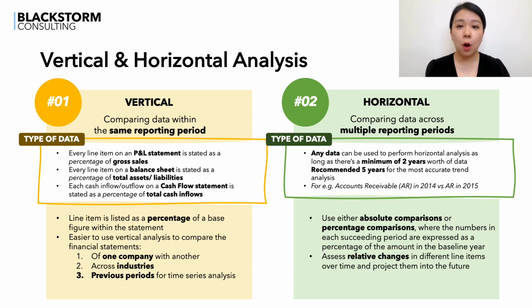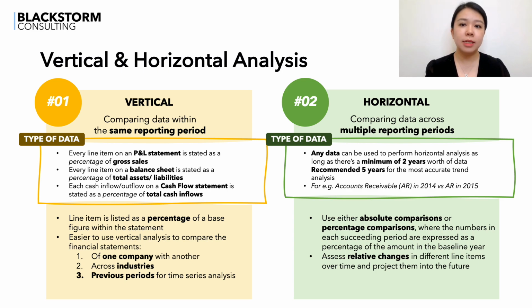Any data can be used for horizontal analysis as long as there is a minimum of 2 years' worth of data. However, 5 years' worth of data is usually recommended for the most accurate trend analysis. For instance, you can compare the accounts receivable in 2014 against the accounts receivable in 2015. Horizontal analysis will allow investors and analysts to see what has been driving a company's financial performance over several years and allow them to spot trends and growth patterns.